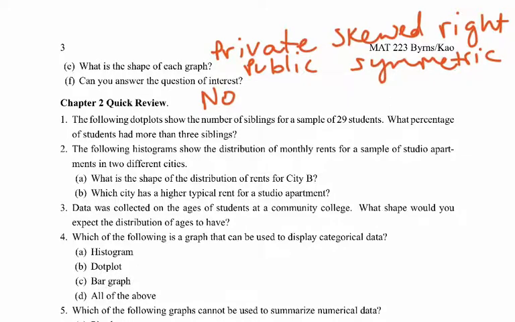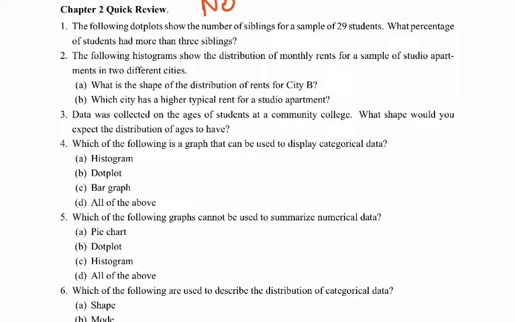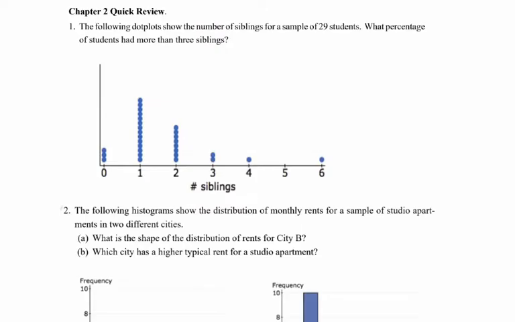Which is better is a hard thing to answer. So finally, at the end of the notes, I tend to do this for most of the chapters, I have a quick review that I want to go through that just sort of summarizes what we talked about in this chapter. So the first question says the following dot plot shows the number of siblings for a sample of 29 students.